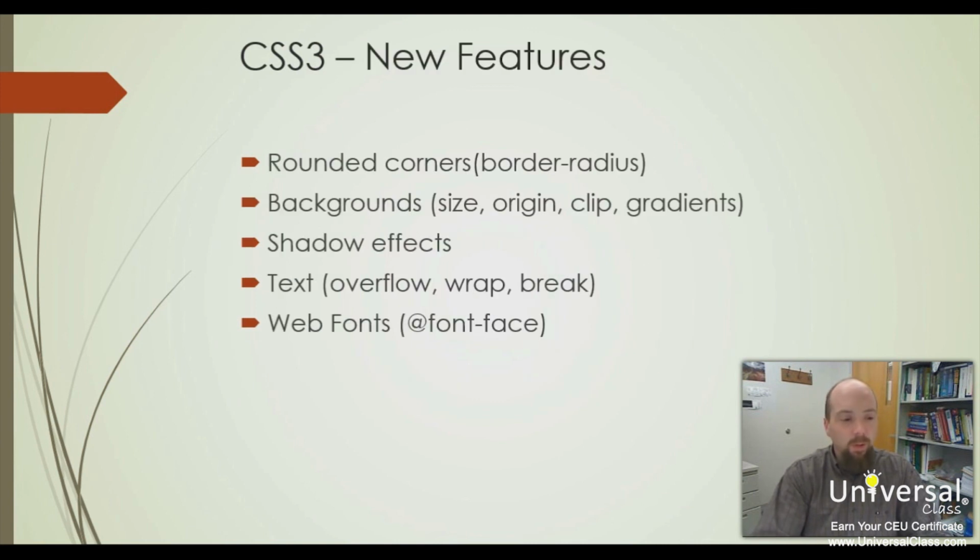Some of the new features that were introduced in CSS3 are things like the rounded corners, the border radius that we played with before. We have things like our backgrounds. We can now control the size of a background. We can do origin and clip, which controls what happens when a background goes outside of a div. We can also set our gradients, which we've played with already. We have shadow effects, which we've played with already. And then we have some other effects that we have not played with yet.